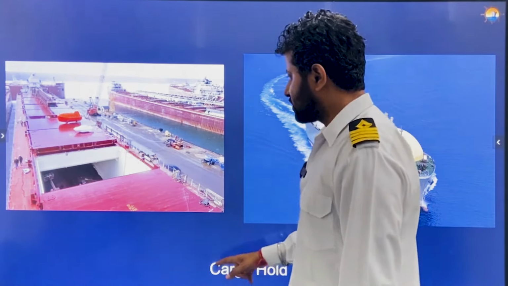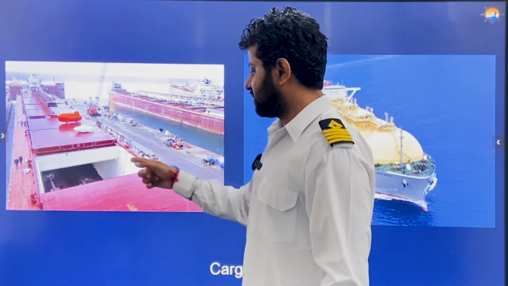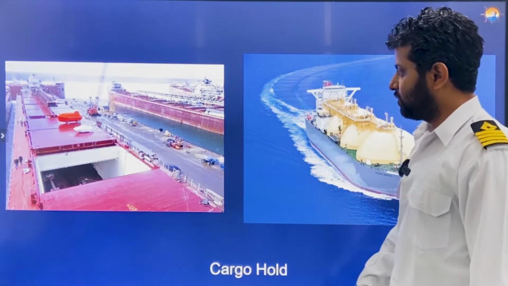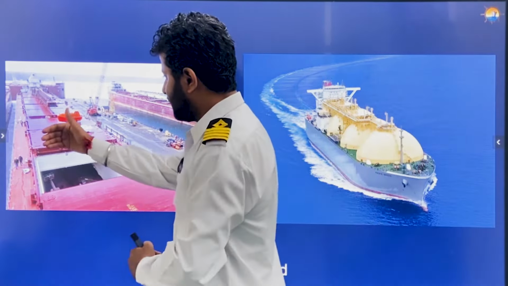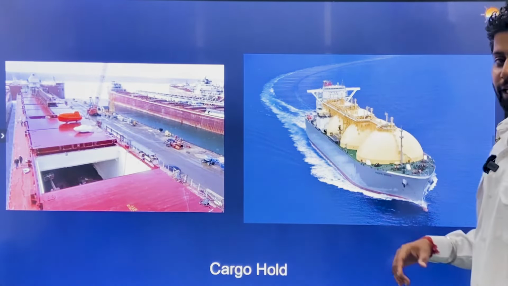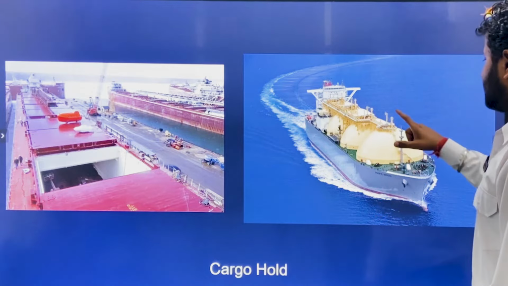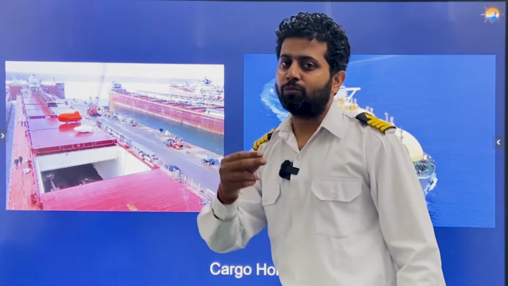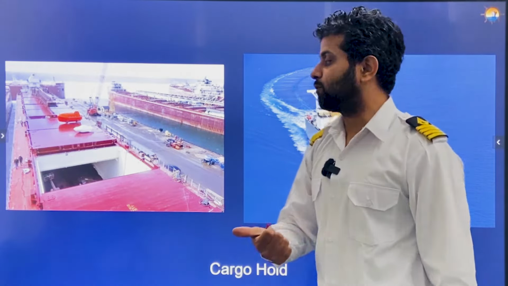These are cargo holds. Cargo holds, jisme hum cargo carry karte hain. This is a bulk carrier inside which we carry cargo. Copied. Can you see over here? Ye aise karke these open and we can carry cargo inside. And these are domes that are built. This is an LNG carrier carrying gas over here. Copied. This is what is getting us money. The more amount of cargo that we carry, the more amount of freight that we get. That is the money that we want.